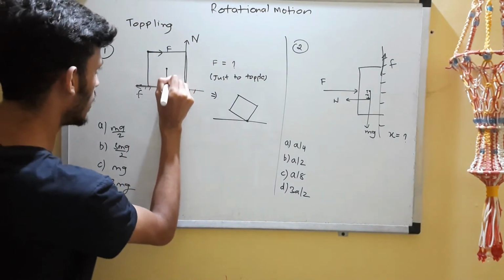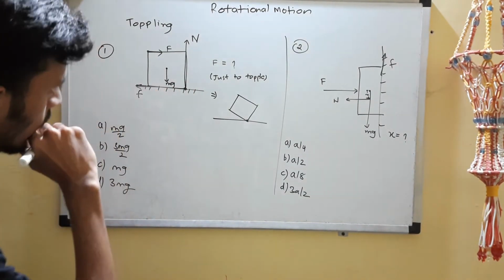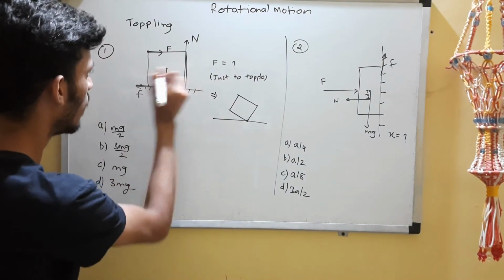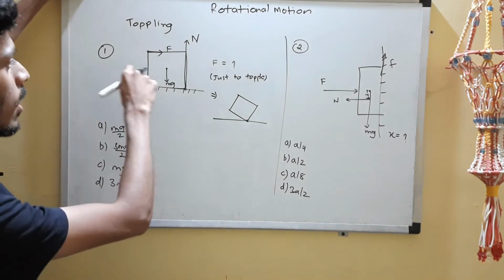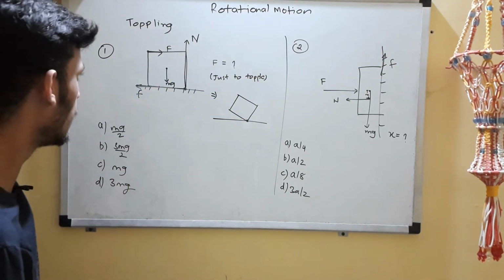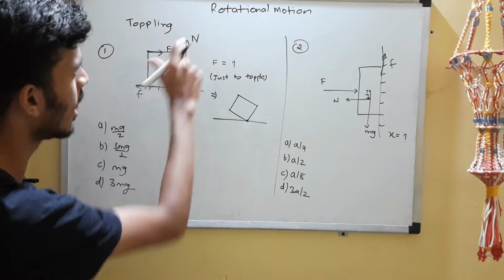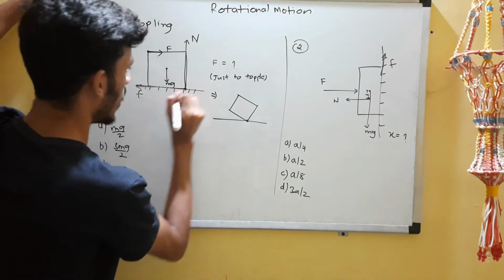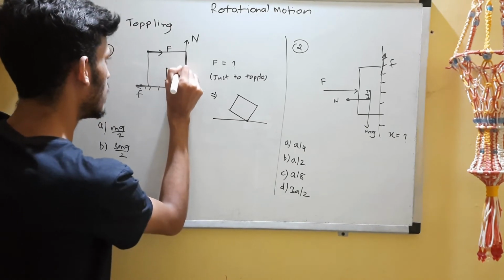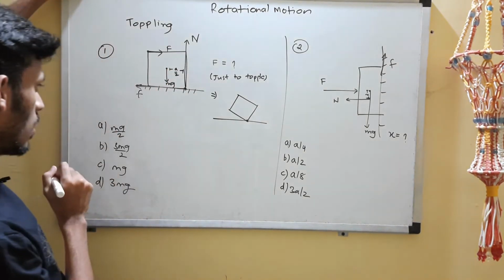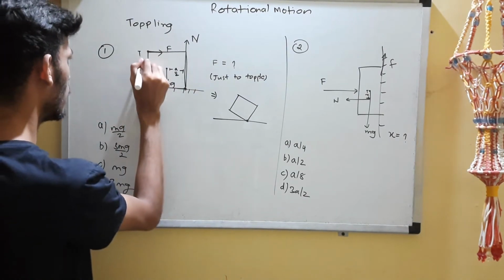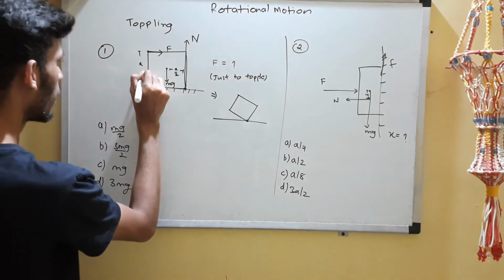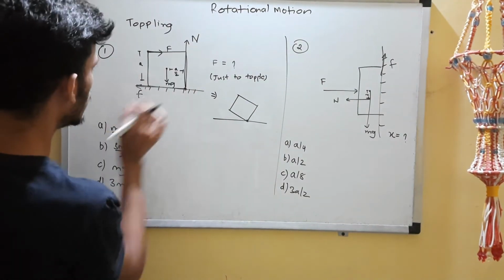Again, we have mg at the center of mass. Now we'll find torque about this point. You can also find it about your center of mass, but I don't want this friction in our discussion, and I also don't want the normal force. So we'll find it about this point. You can see that this distance will be a by 2. We'll consider the side as A. Was it given in the question? Yes, it was given as A, and here the distance is A by 2.